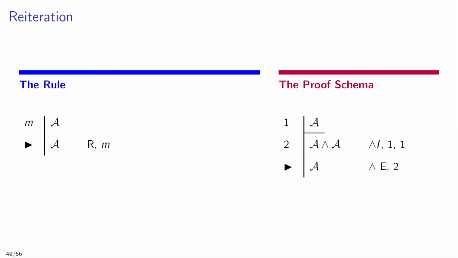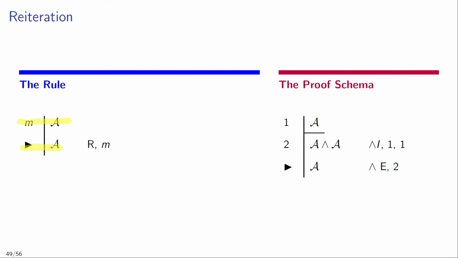So why is reiteration a derived inference rule? On the left here, you see the rule. If in one line of your proof you have established that A, reiteration licenses you to simply repeat A. Now that's the rule, but we can in fact prove this rule using only our basic inference rules.